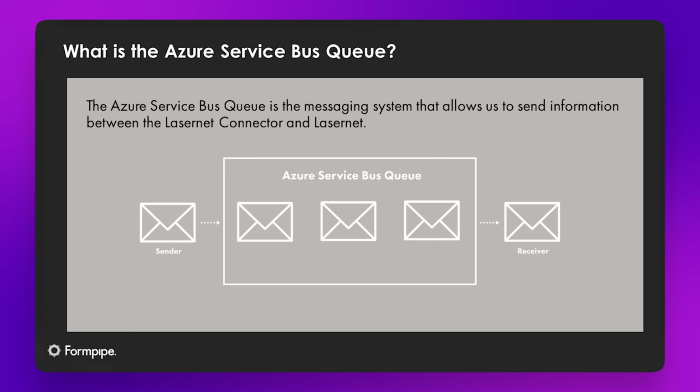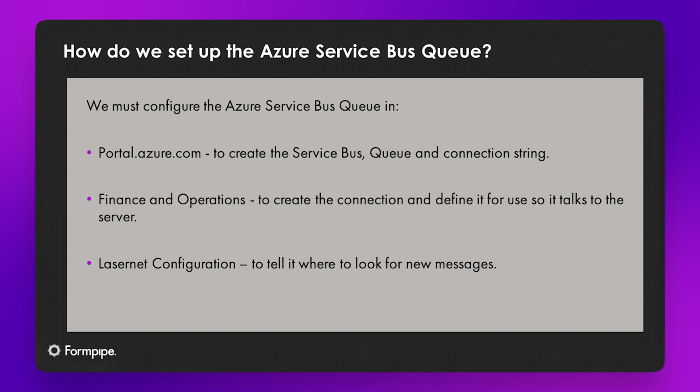The Service Bus is a way of sending messages backwards and forwards between Lasernet and finance and operations. That's all it does, it manages the movement of the data between the two systems. But we need to configure this. So the first place that we need to go to configure it is in Azure to actually create our Service Bus and our queue and our connection string.